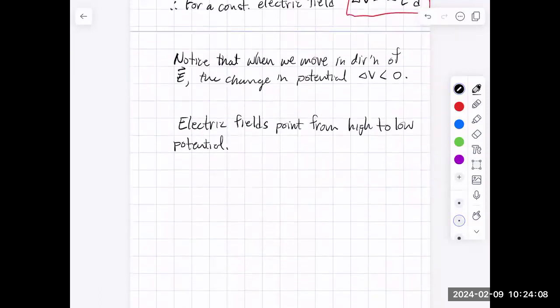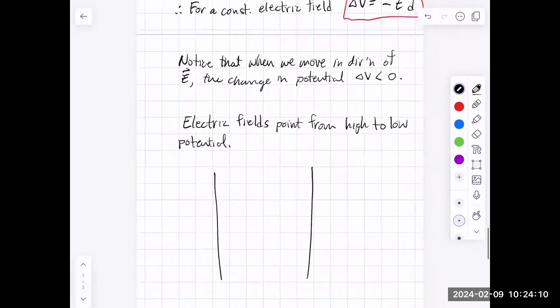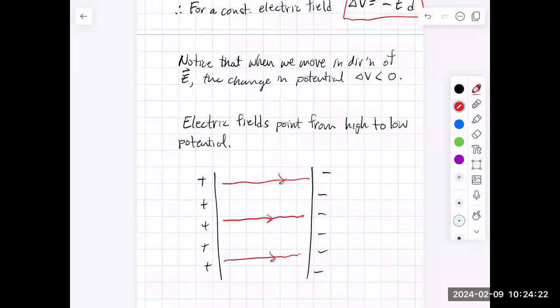All right, so let's draw this picture again. Here's plus, plus, plus, plus, plus, plus, the positive charge plate. Here's our negative charge plate. Here's our electric field. And so what we've just deduced is that over here by the positive charge, we have a high potential. And then over here, close to the negative plate, we have a low potential.